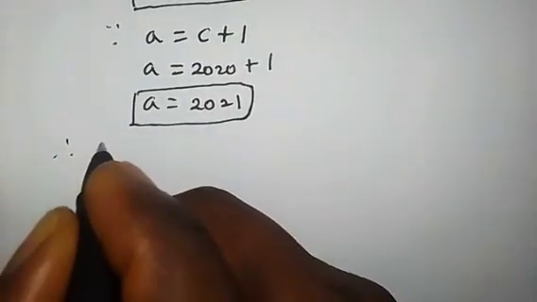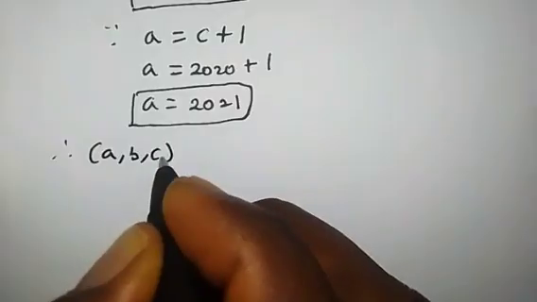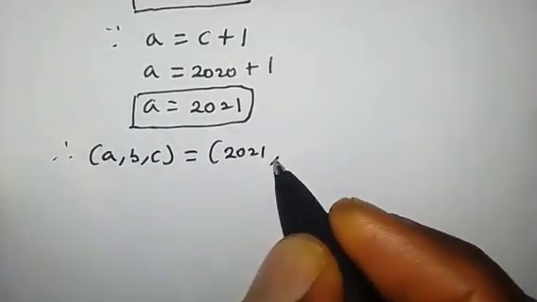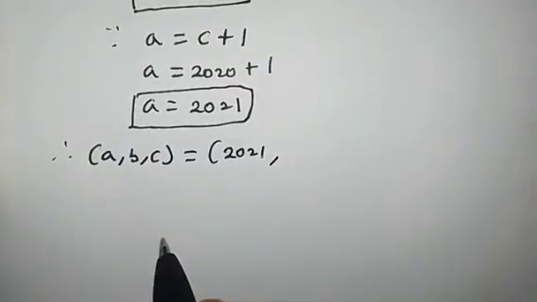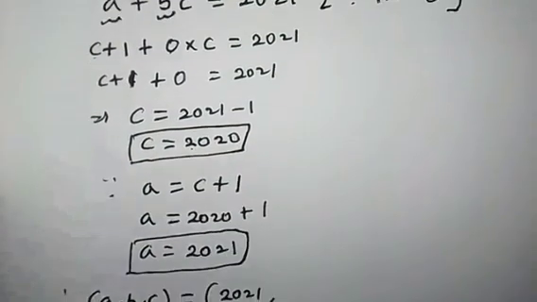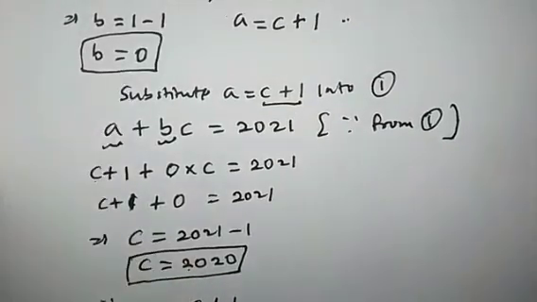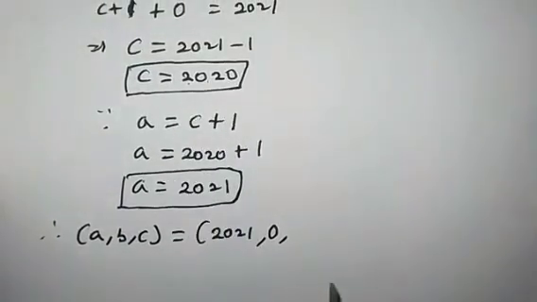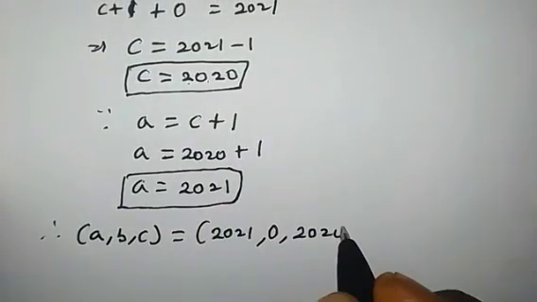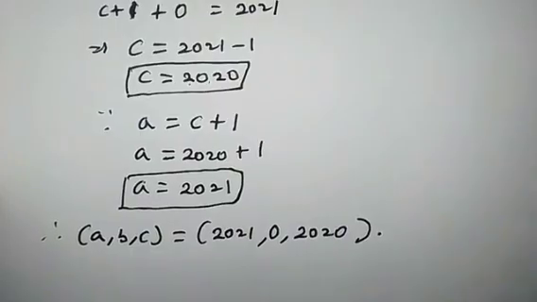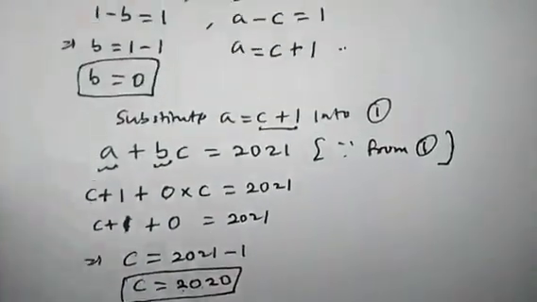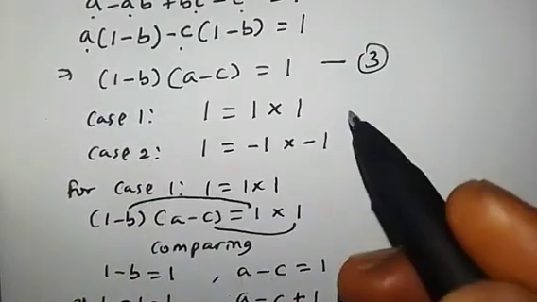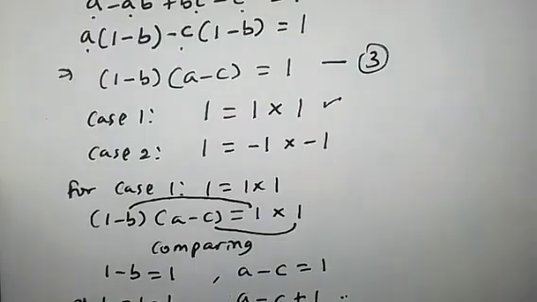Therefore, the first solution, (A, B, C), is A is 2021, B is 0, and the value of C is 2020. This is the first solution. What is left now is to consider the other case, which is case 2. We are done with this first case. Remain case 2.